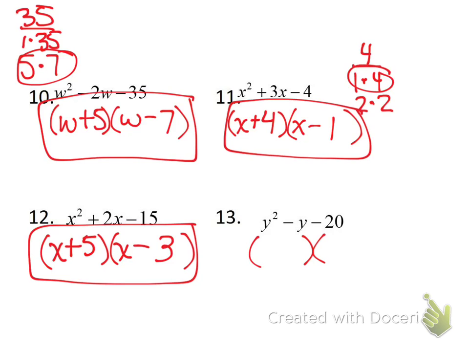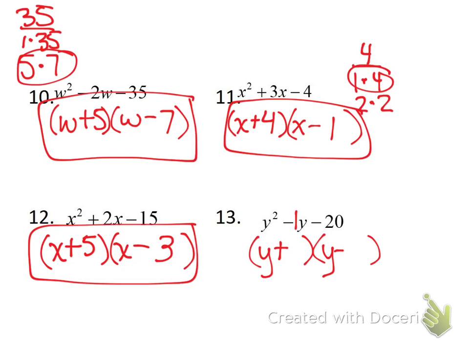We've got, what is the number in the middle here? Negative 1. Okay, so we have to treat this like a negative 1. So that's what we're trying to add up to. Again, we have a negative C, so one's plus, one's minus.